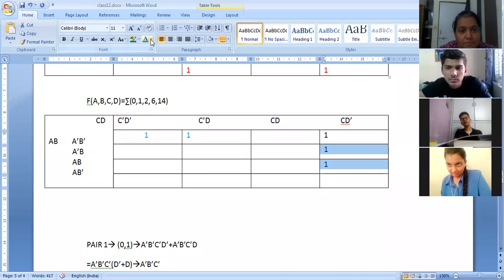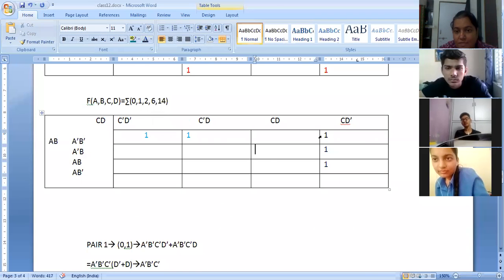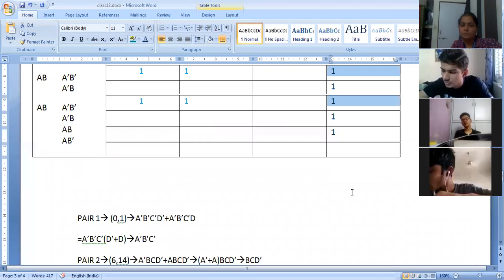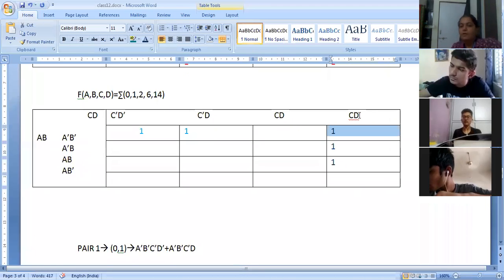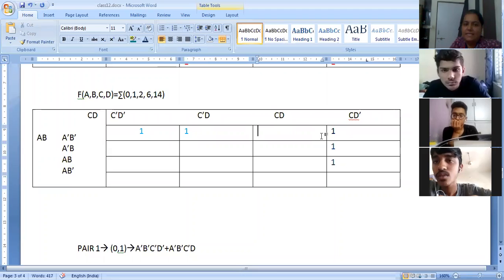This is one. This is another. Now what to do with this one? A'B and A'BB'. Where to group this one? That answer I want. With whom shall I make a pair?